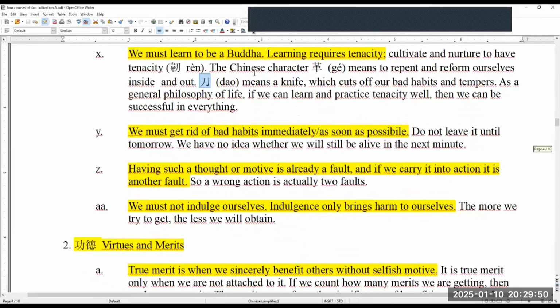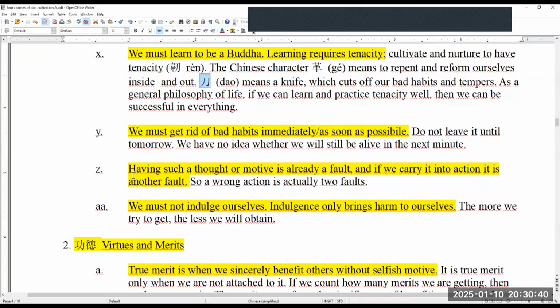So we need tenacity. After that, we'll talk about virtues and merits, forbearance, and eventually patience, so to speak. Given that we have had so many past lives, we have accumulated all these things, and ideally we can get rid of them immediately. But not everybody can go cold turkey at once. So it takes some time, and that's the reason why we have to be tenacious about what we do, and also have forbearance, so that we can eventually succeed.